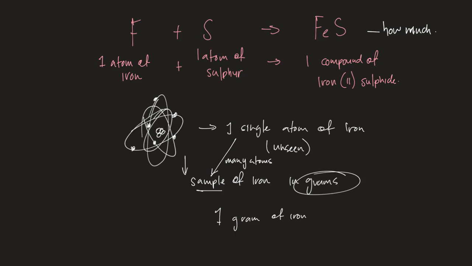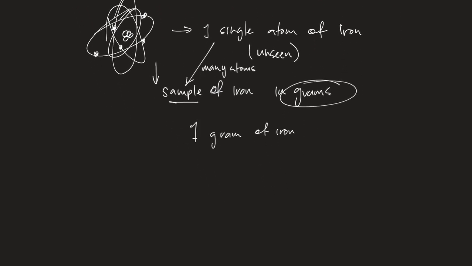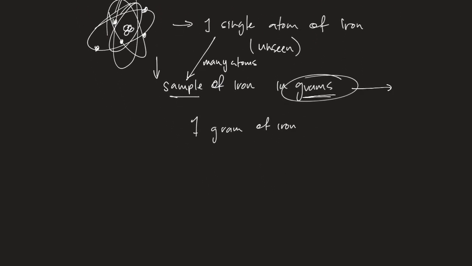Okay, so what I want you guys to think about is recipes. Recipes are a good example of how chemistry works. It's not some random thing of 1 atom plus 1 atom giving me 1 compound. If I just used an atom, I wouldn't be able to find a microscope powerful enough to see it. So we don't work in atoms, we work in samples. And that sample is usually in grams, and the SI unit we use for grams is g.